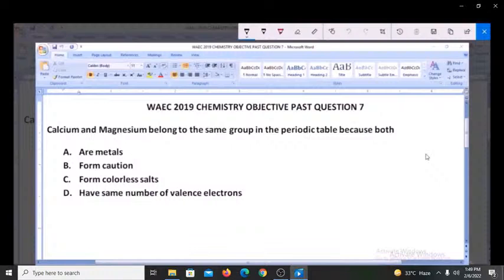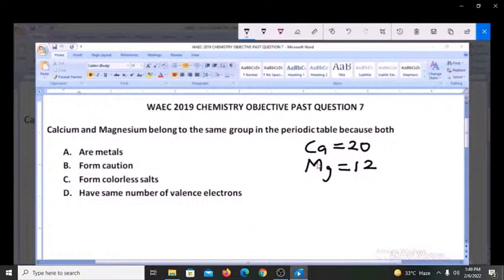Now, the first thing you require to answer this question is the atomic number of calcium and magnesium respectively. So for calcium, the atomic number is 20, and for magnesium, atomic number 12. So once you've established the atomic numbers for both calcium and magnesium, the next step will be to determine each electronic configuration, the electronic configuration of calcium and magnesium in the KLMNO format.